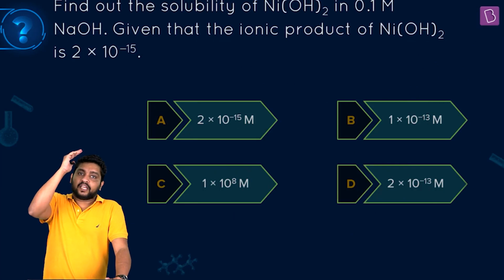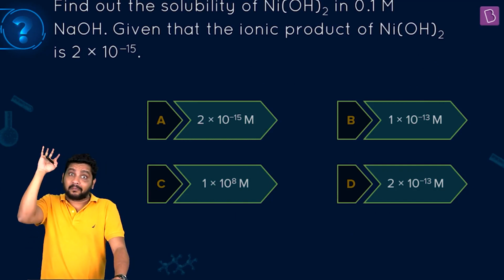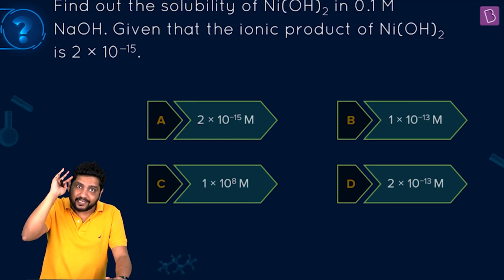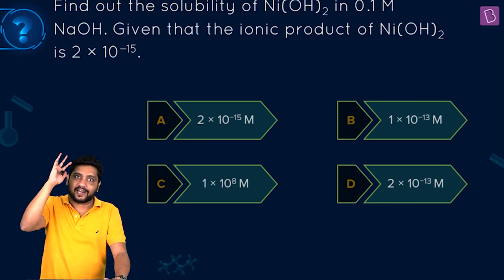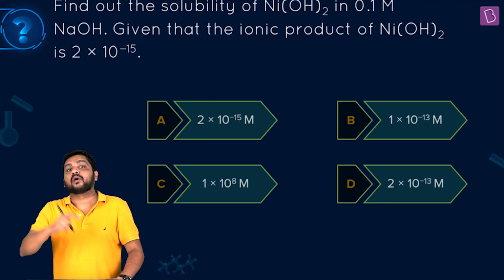Imagine, if it was present alone, it should have been somewhere around 10 to the power minus 5 molar. But now it has become 10 to the power minus 13, which is 10 to the power 8 times lower, which is like 1000 lakh times or 10 crore times lower, right? Why is that happening? Common ion effect.